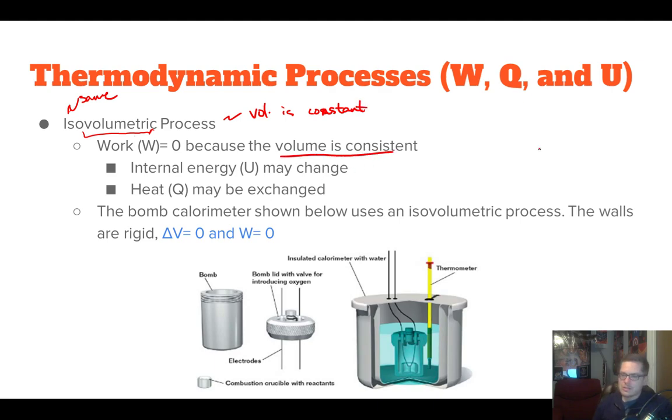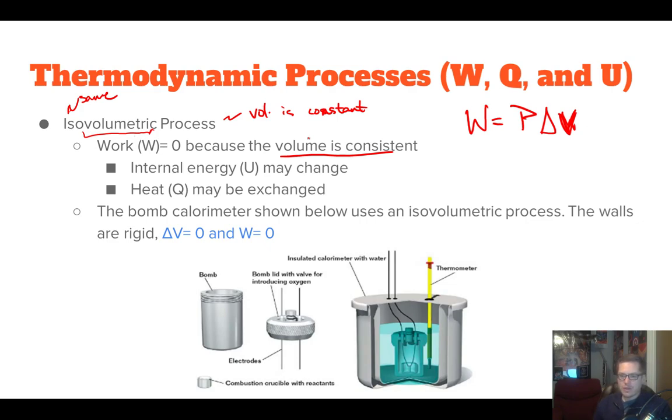Now, if volume is constant, then that means the work has to be equal to 0, because we just learned that work in a gas is equal to pressure times change in volume, right? And if our change in volume is equal to 0, that means our work also has to be 0. So if you have an isovolumetric process, your system cannot do physical work. Okay, it cannot move something, right? Because your volume's not changing. Okay, now the internal energy can change, right? Because you can have kinetic and potential energy changes. Okay, and you may also have heat being exchanged, your energy being transferred.